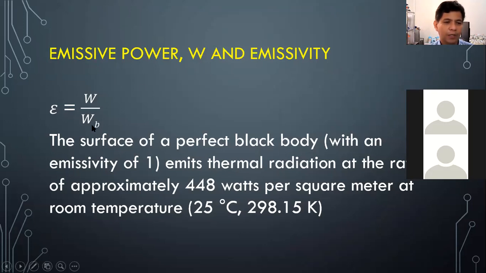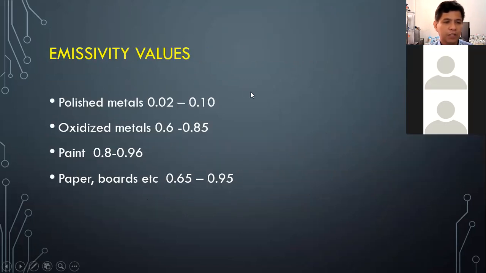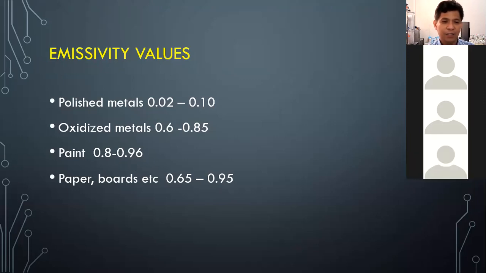So sigma lang yan times 298.15 to the fourth, no? W is emissive power, WB is emissive power of a black body, and then yung ratio ng W sa WB, we call that emissivity. Yun lang naman yun, ano? These are the emissivity values of different material. So as you can see, it ranges from 0.02 for metals to 0.95 for papers, no? Sa paints, mataas din yung sa paints, ano? So you can paint something probably with a black paint and then magiging black body siya. Parang ganun yung sinasabi nitong slide na to.